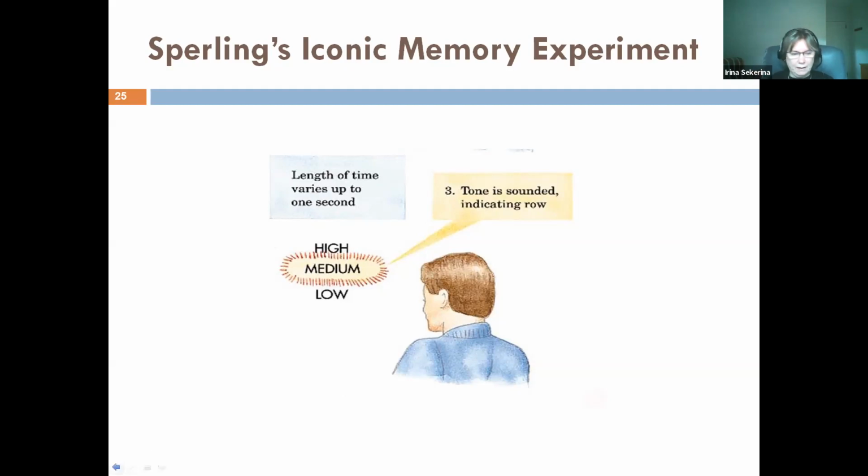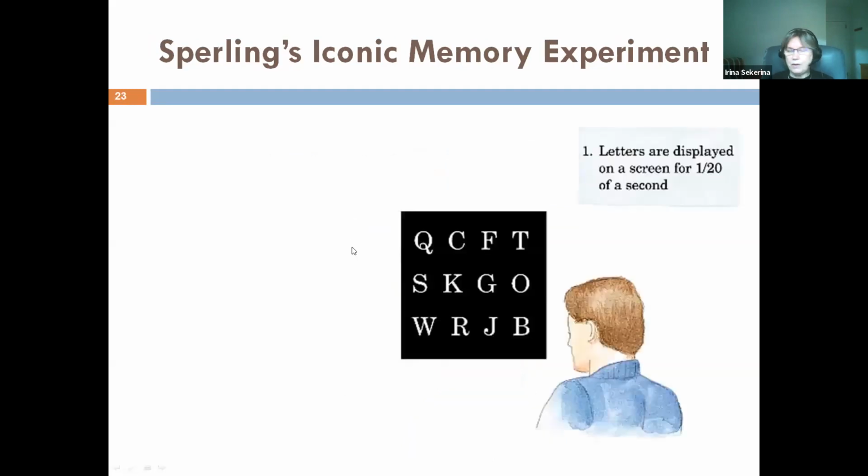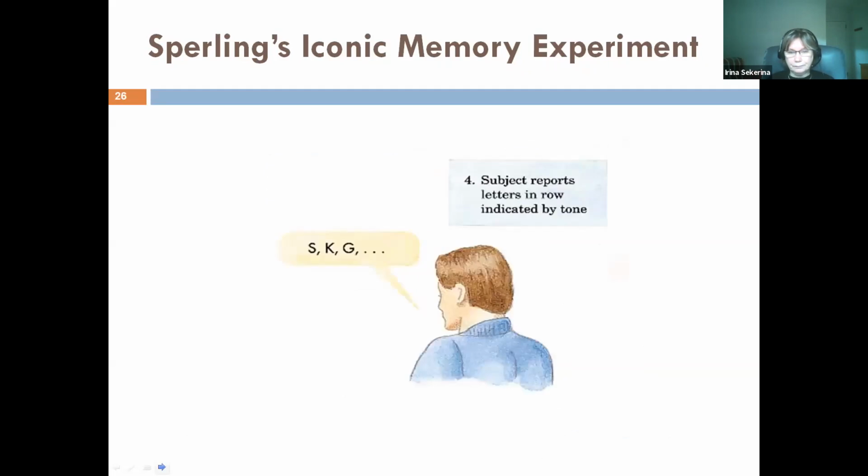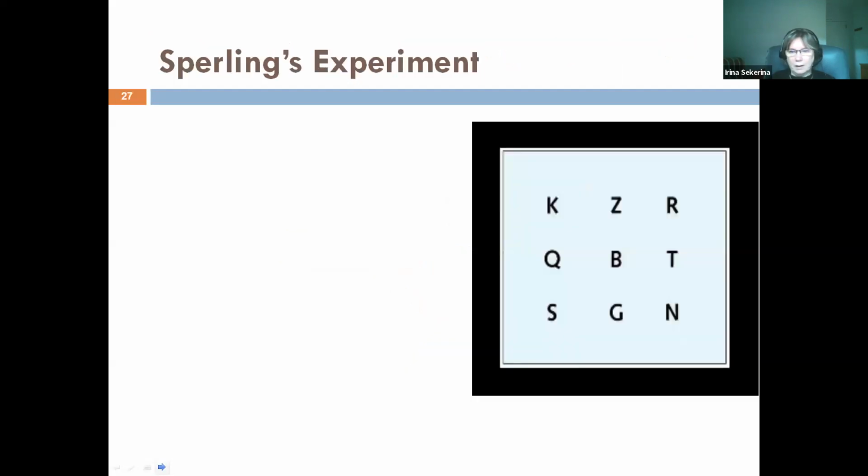So if I go back to this, if you hear the high tone, you're supposed to report Q, C, F, T. If you hear the low tone, you're supposed to report W, R, J, B. And this is what happened, which was lovely. Now, as opposed to full report, this is called partial report, because you're reporting only one line out of 3. All of a sudden, participants' recall was much better.